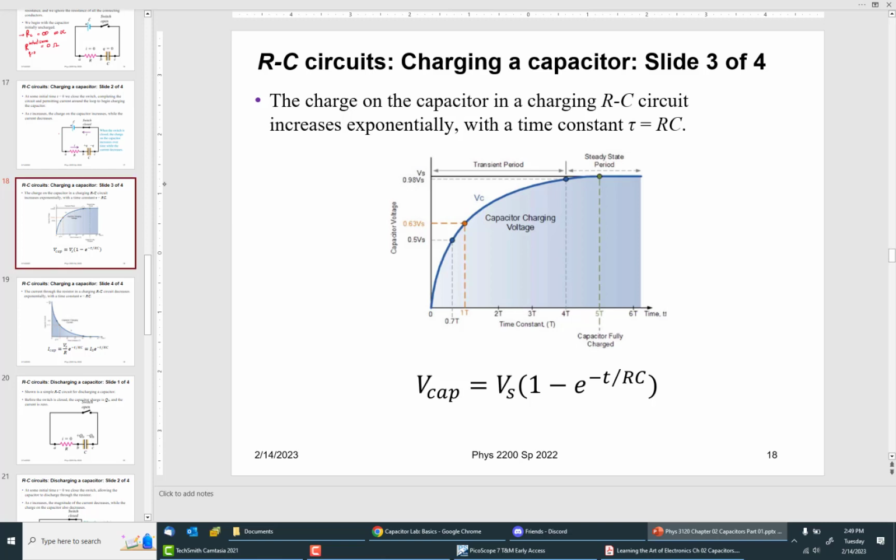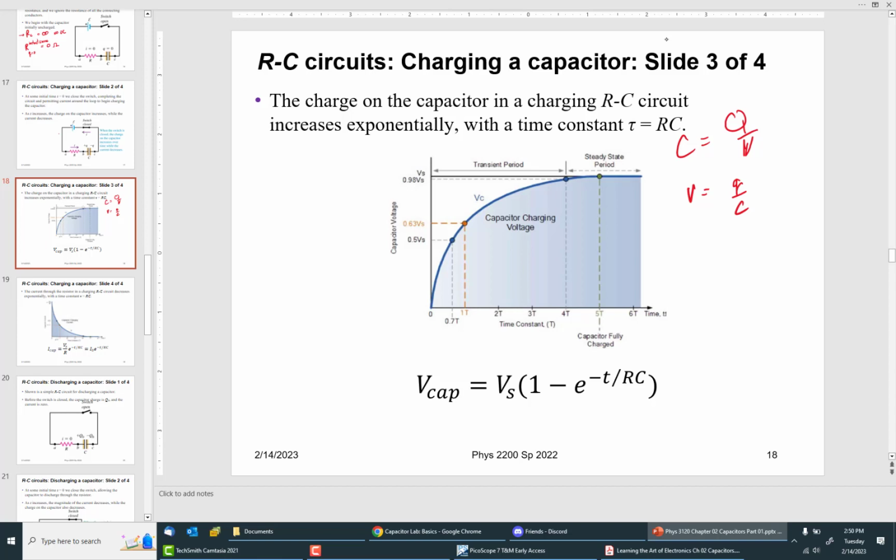So if we think about the voltage across the capacitor, there's two ways to think about it. We said that C equals Q over V. So we also know then that little v equals little q over c. When q is equal to 0, then there's no voltage across it.